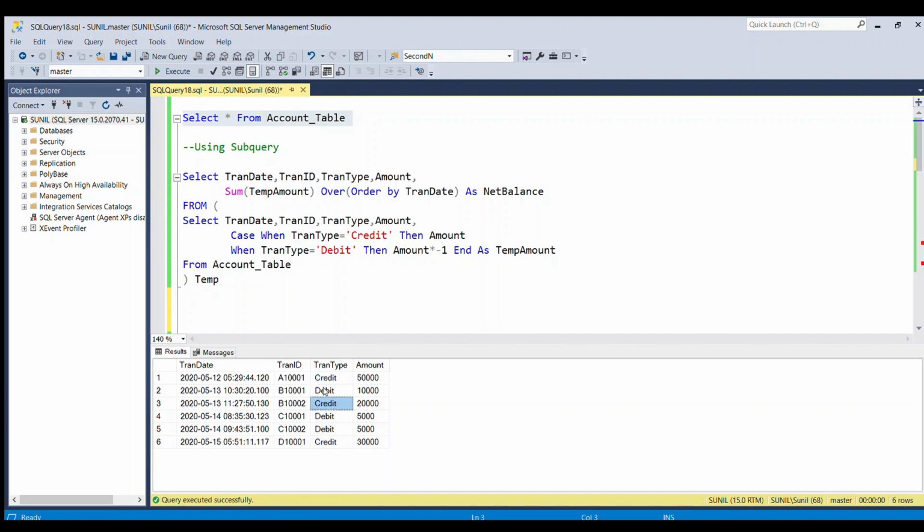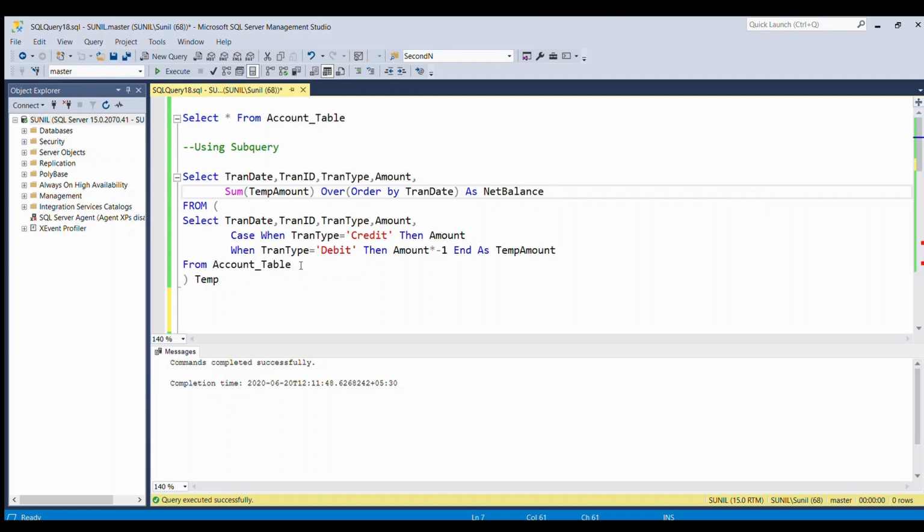So in order to solve this problem, we have to go step by step. First step is to convert the amount into negative wherever there is a transaction type equal to debit. So our first motto is to convert the amount into negative wherever the transaction type is debit and leave the amount as positive where there is a credit. This is our first step. In the second step, we have to get the running total by using the sum and over function. So let's now start.